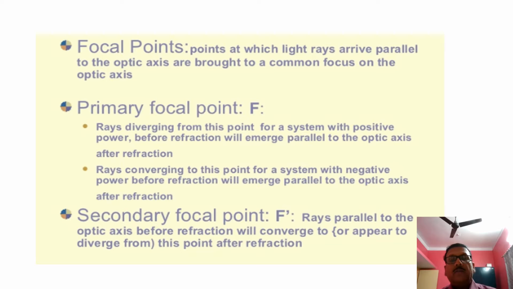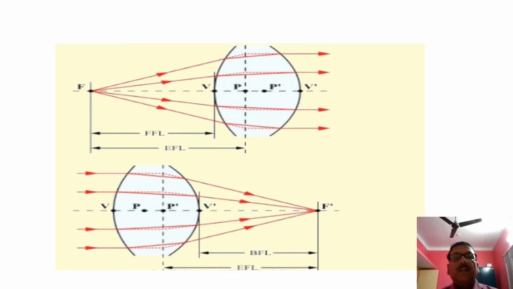Secondary focal point. Rays parallel to the optic axis before refraction will converge to, or appear to diverge from, this point after refraction. Here, the focal points can be made clear with the help of these figures.